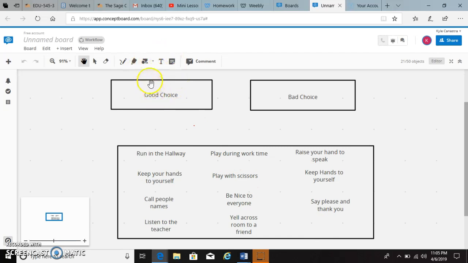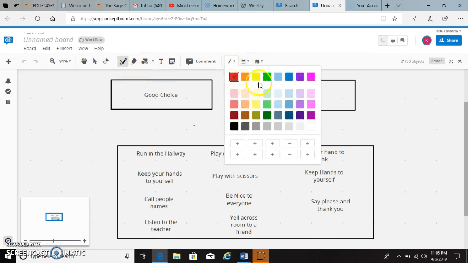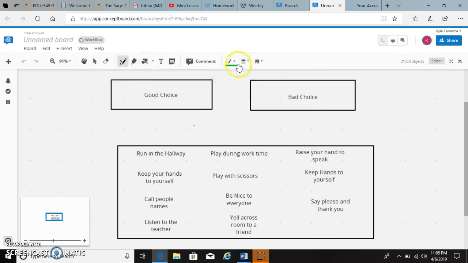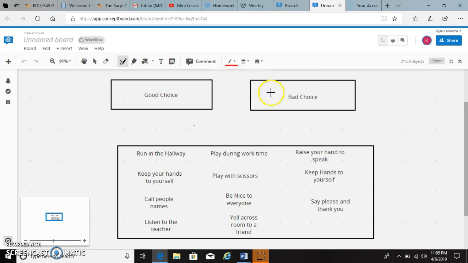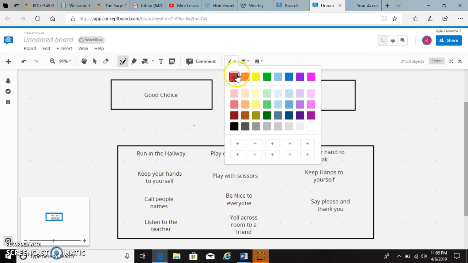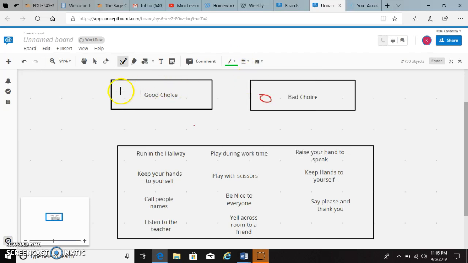So for the good choices, we'll write it in green. For the bad choices, we'll write it in red. Okay, so this will be red, and the good choices will be green. Okay, so running in the hallway. Good choice or bad choice? What do you think?